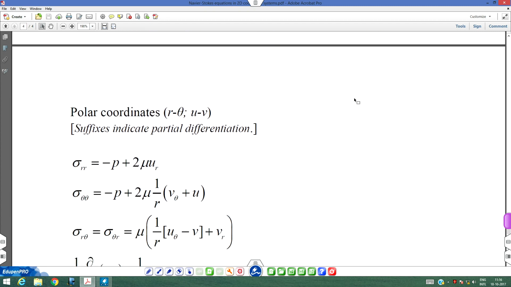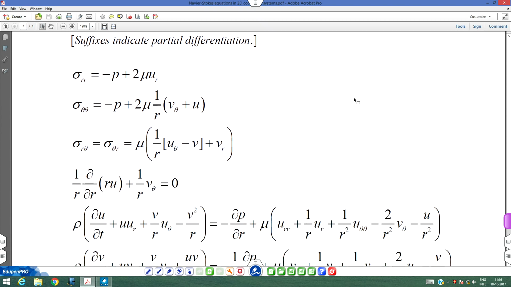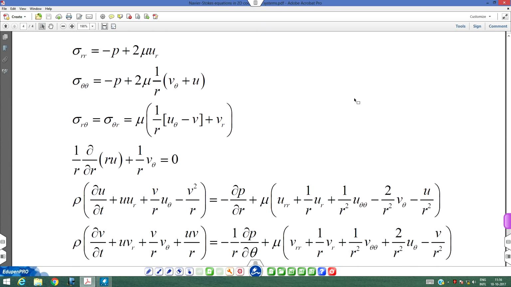Then we have r theta. So, r z had lesser impact of curvature, r theta has even more impact. You can see that the equation looks much longer than what you had for r z.